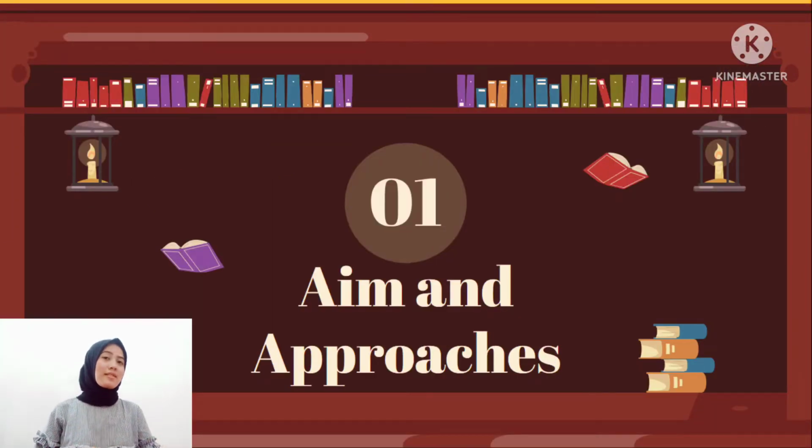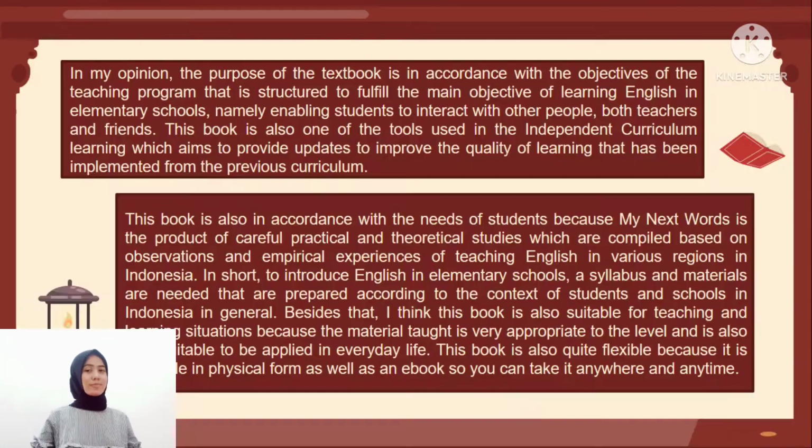Okay, the first is aim and approach. In my opinion, the purpose of the textbook is in accordance with the objective of the teaching program that is structured to fulfill the main objective of learning English in elementary school, namely enabling students to interact with other people, both teacher and friends. This book is also one of the tools used in the independent curriculum learning, which aims to provide updates to improve the quality of learning that has been implemented from the previous curriculum.